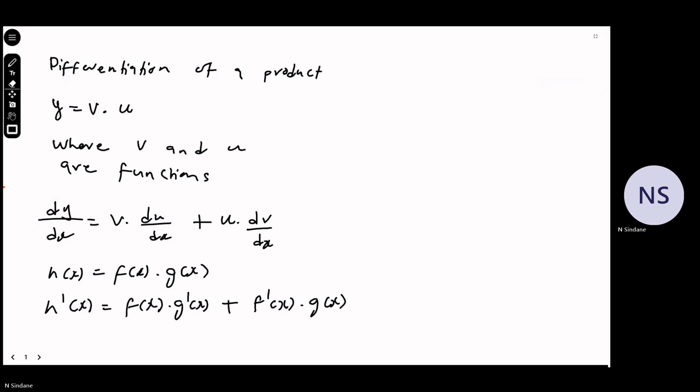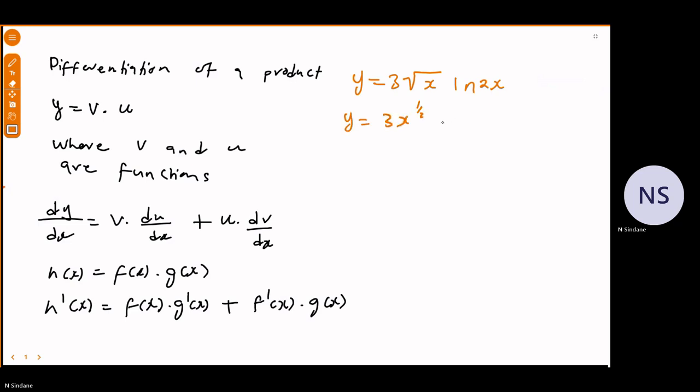Without any further waste of time, let's get a question. Say we are given y is equal to 3 root of x times ln of 2x, and they want you to differentiate it. How do you do that? First, I need to make sure I don't have any radical signs, so I remove the radical sign and have y equals 3x to the power half ln of 2x. From there, start differentiating.